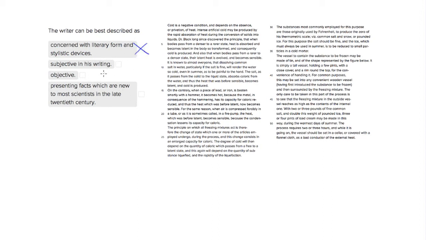Choice two, subjective in his writing, also not going to be good because this is about specific scientific facts and experiments. Objective, so yes, the opposite of subjective. He's just presenting facts in a clear-cut way, not providing opinions, just this is what happened in the experiment and this is the phenomenon observed. So that's going to be good.